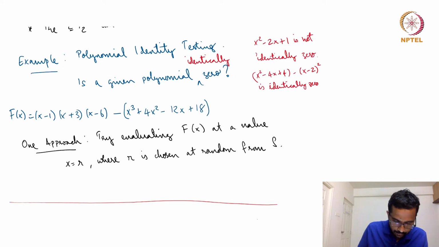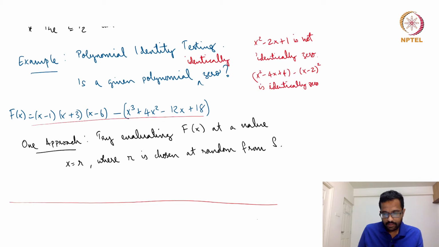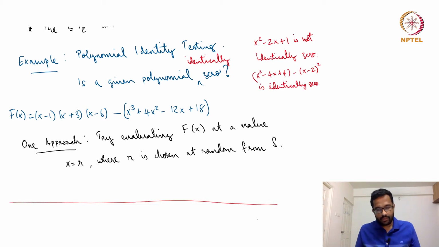For instance, in the main text, there is this polynomial f of x. Is f of x identically 0? Well, it's written as a difference. In both terms, the leading monomial is x cubed. If we multiply these three things, x minus 1, x plus 3 and x minus 6, we get x cubed. The constant term of the first term is minus 1 times plus 3 times minus 6, so it is plus 18. Here also it's plus 18.